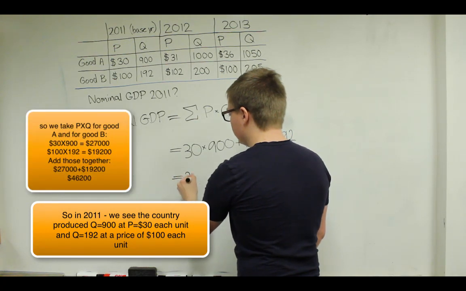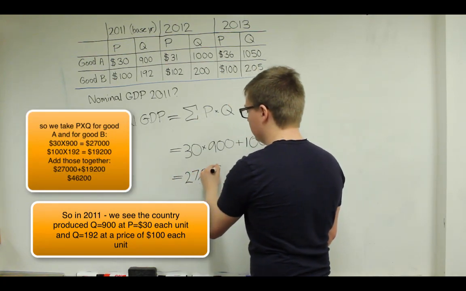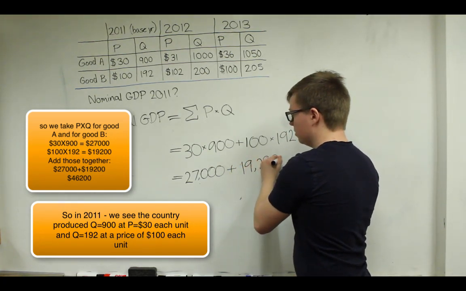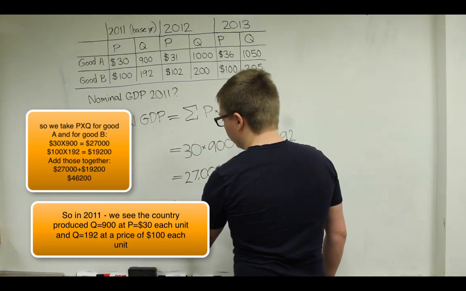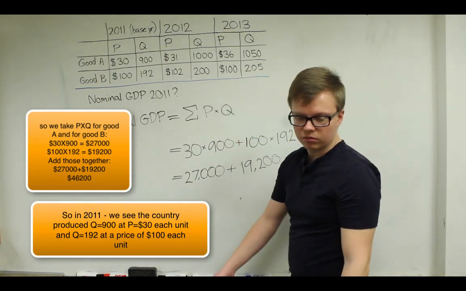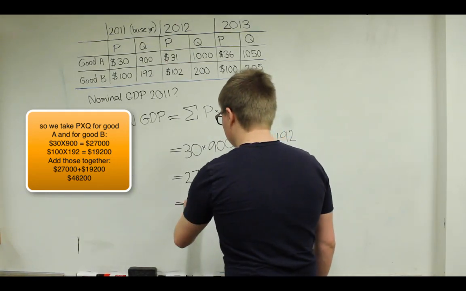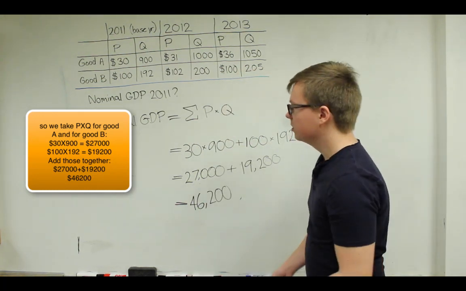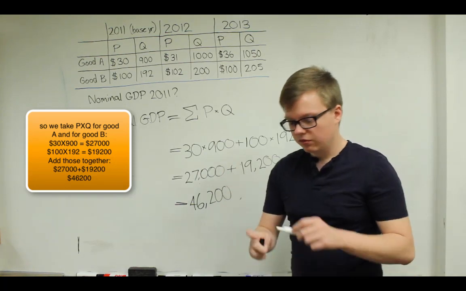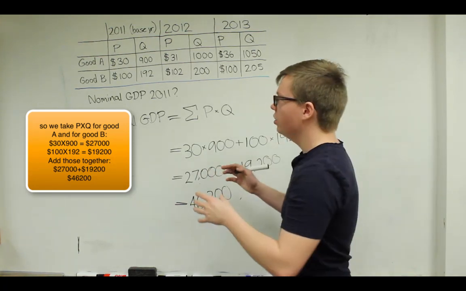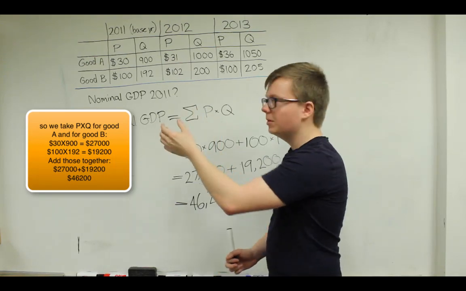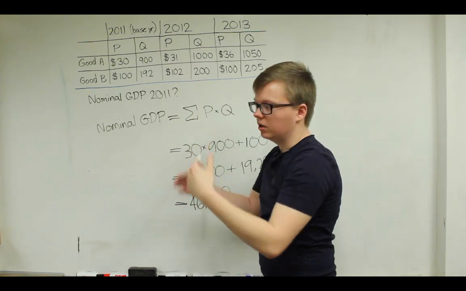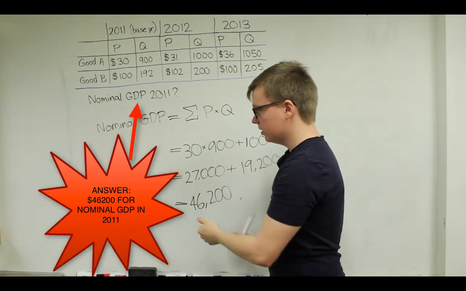If you calculate it out, it expands to 27,000 plus 19,200. And our final answer for nominal GDP in 2011 is 46,200. You could do the same thing for 2012 and 2013. All you do is for every good in the economy, you multiply the price by the quantity, and then you add those results up. That's your nominal GDP.